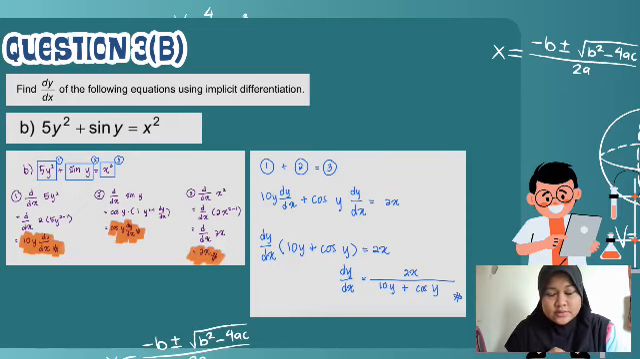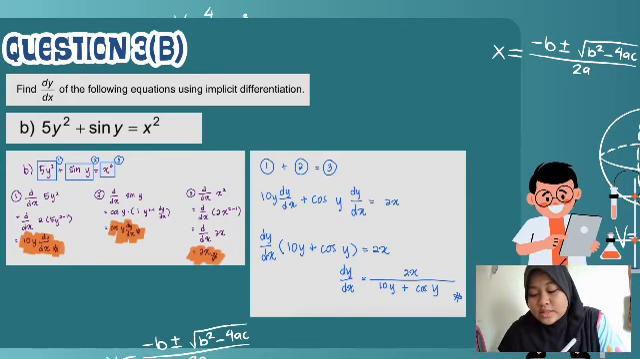So the question is, for my part, 5y squared plus sin y equals x squared. So we have to find dy per dx for this equation using implicit differentiation. What we should do first is separate the terms: our first term, our second term, and our third term. Our first term is 5y squared d per dx. Here we can apply power rule.